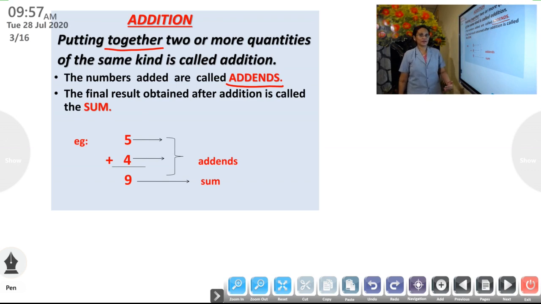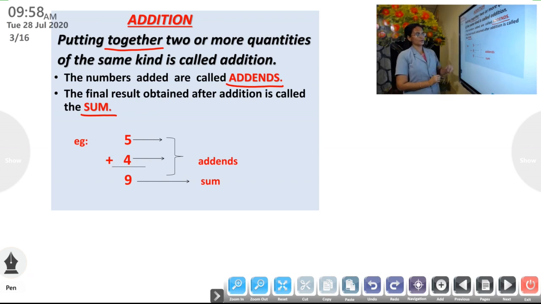Okay, I will give you one example later. The numbers that are added are called addends. The final result obtained after addition is called the sum. That is actually the answer to addition is called what? S-U-M, sum. So the final result obtained after addition is called the sum.